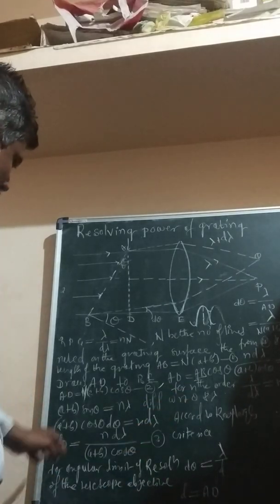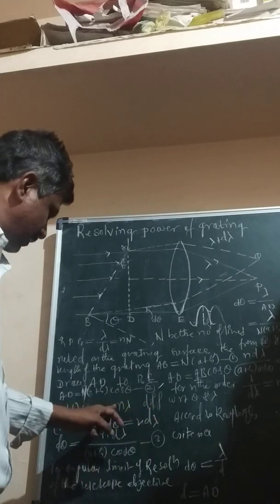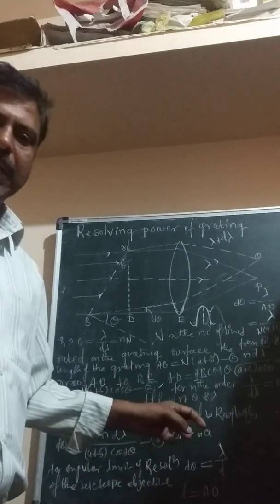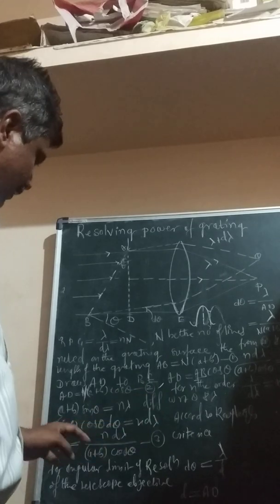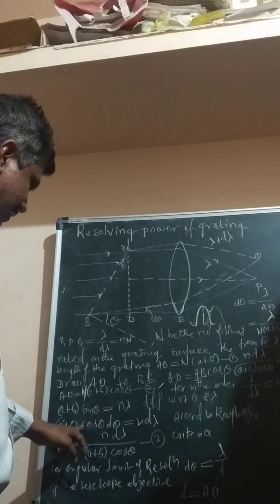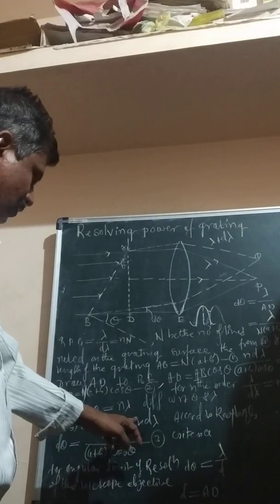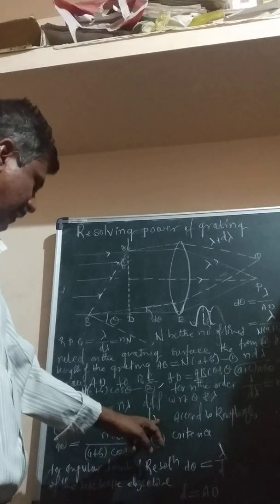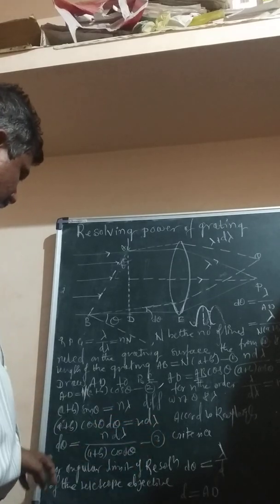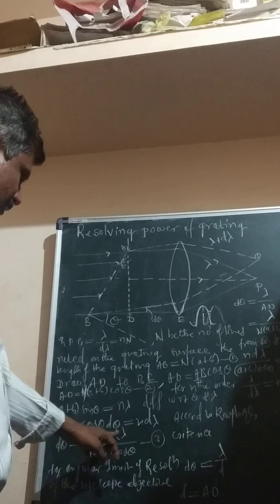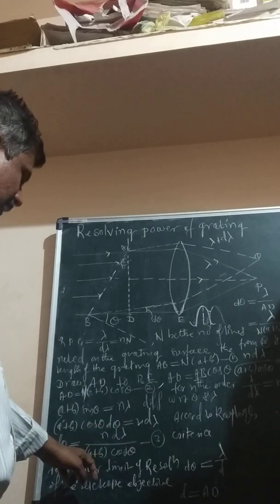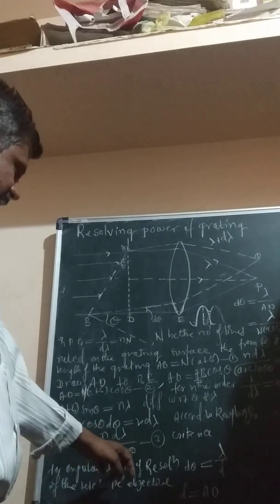Now we want to differentiate with respect to theta and lambda. So the above equation becomes (a plus b) cos theta into d theta is equal to n into d lambda. Cross multiplying, d theta is equal to n into d lambda divided by (a plus b) cos theta.